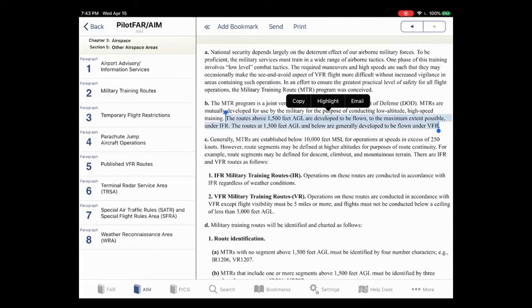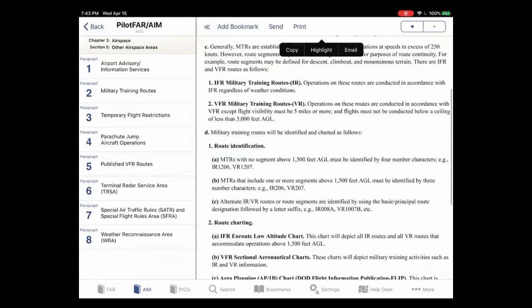So under route identification, military training routes will be aligned with either IR or VR, identifying whether it's an instrument route or a visual route. In other words, generally whether they're going to be flying it under instrument rules or visual rules. And in conjunction, we can see that under 4 number characters, so if we have a VR 1207, for example, there's no segment above 1,500 feet AGL. So that means that you would expect them to be flying the entire military training route below 1,500 feet. So the best thing, of course, for you to do is if you're going to cross that MTR and you know it's active, do so certainly well above 1,500 feet.